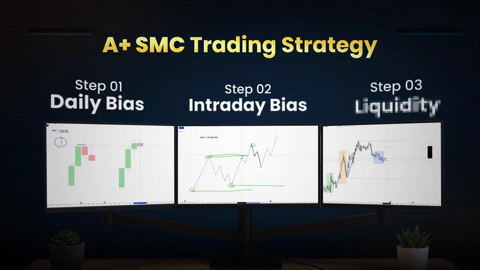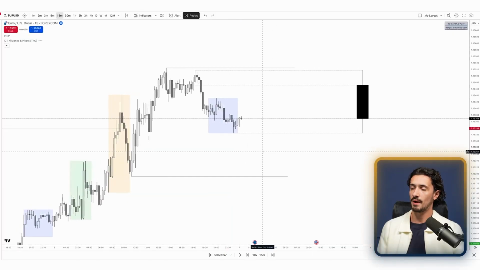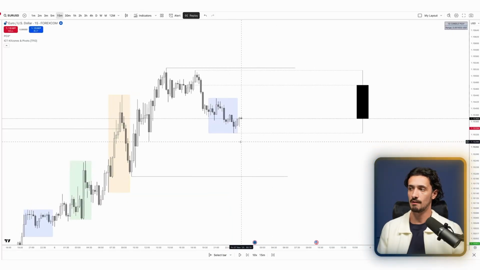But we need to have step number 3, which is the liquidity. So I'm going to bring price back just to here, right, around midnight Eastern Standard Time. And the reason I'm bringing it back here is there is something very, very important. For me, everything that we've just discussed is incredible. We have the daily bias, which gives you a clear indication of the direction of the day. Amazing. We have the intraday bias, which is literally a godsend.